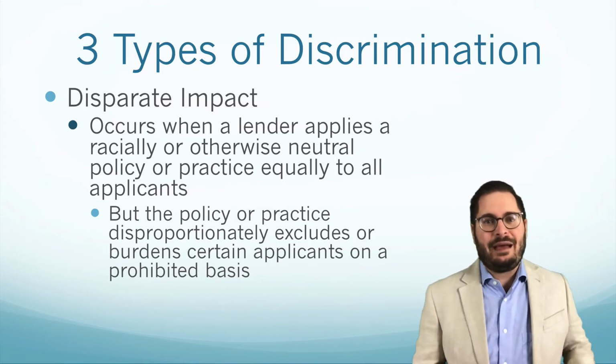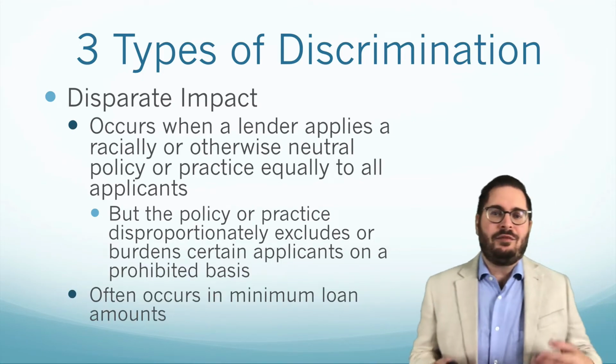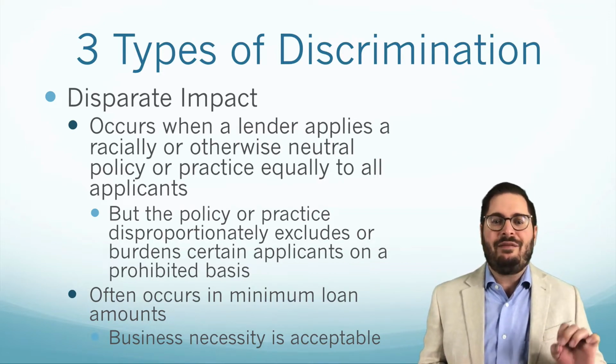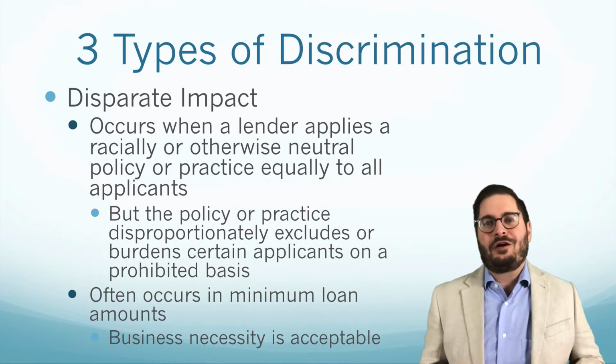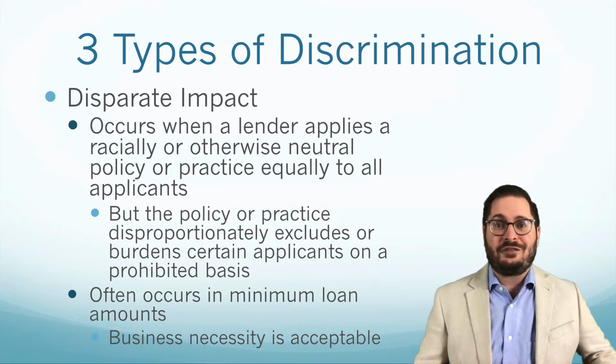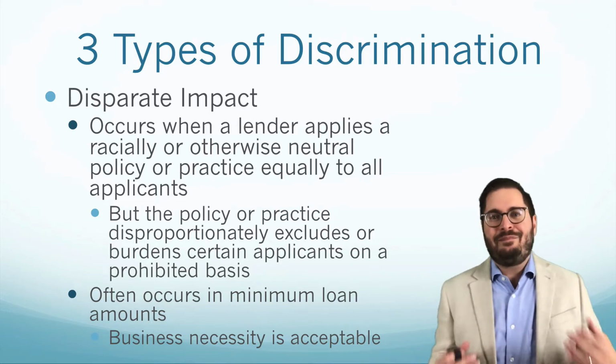And in our Fair Lending Bootcamp, we actually give another third example. But this often occurs in minimum loan amounts, like I explained. You could have a business necessity. You could say, look, we're not going to do mortgage loans for $1,000 because they're not profitable. And you're allowed to do that as long as you prove it as a business necessity.